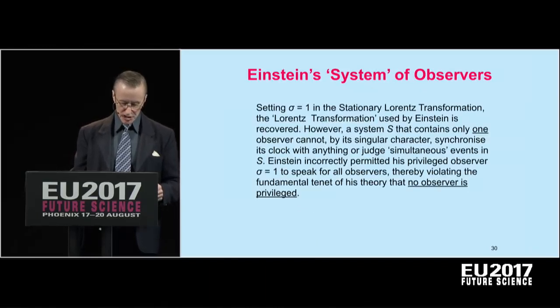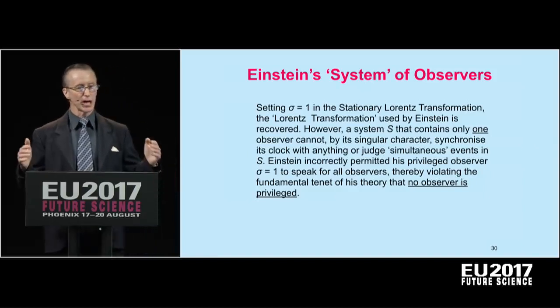So I said here, setting sigma equals 1 in the stationary Lorentz transformation, the Lorentz transformation used by Einstein is recovered. However, a system S that contains only one observer cannot, by its singular character, synchronize its clocks with anything or judge simultaneous events in S. Einstein incorrectly permitted his privileged observer, sigma equals 1, to speak for all observers, thereby violating the fundamental tenet of his theory that no observer is privileged.